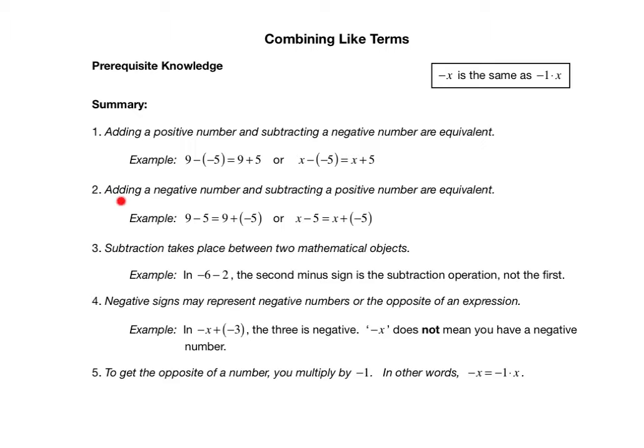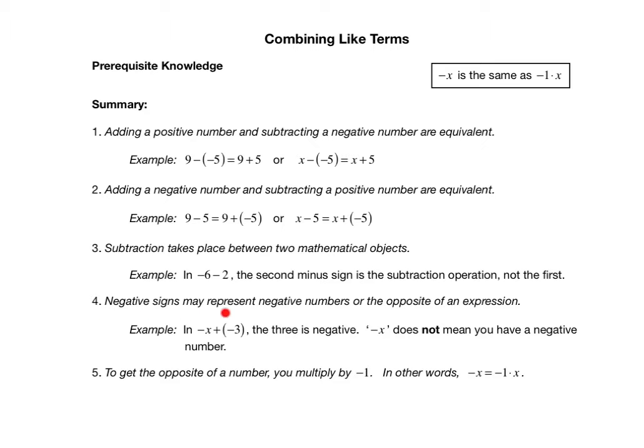We also saw that adding a negative number and subtracting a positive number are equivalent. And here are two examples, one fully numeric, one with a variable expression in it, that demonstrate what we mean by adding a negative number and subtracting a positive number are equivalent. We also saw that subtraction takes place between two mathematical objects, meaning if you look at this expression right here, this is not a subtraction sign because there is no mathematical object up here. This is a subtraction sign. The first minus sign is a negative sign.